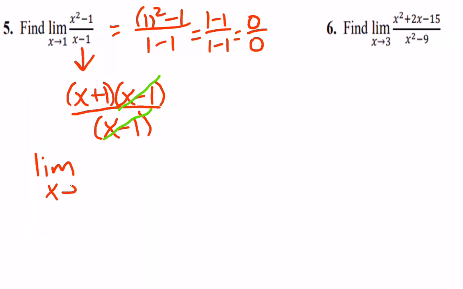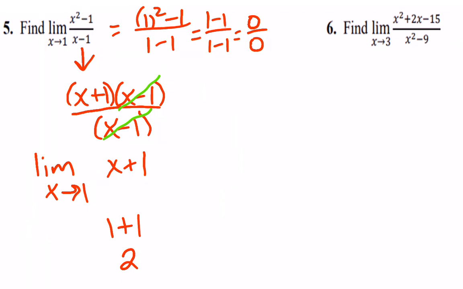as x approaches 1 of x + 1. And now I'm going to substitute 1 into that function. So 1 + 1 would give me 2. So the limit of my original function is going to be 2, but I had to factor and simplify before I could get that because the hole was making it appear 0 over 0.